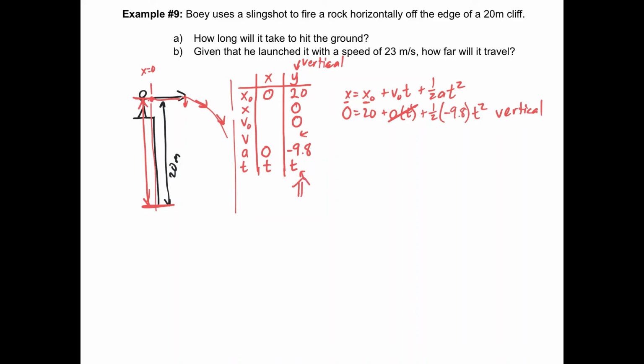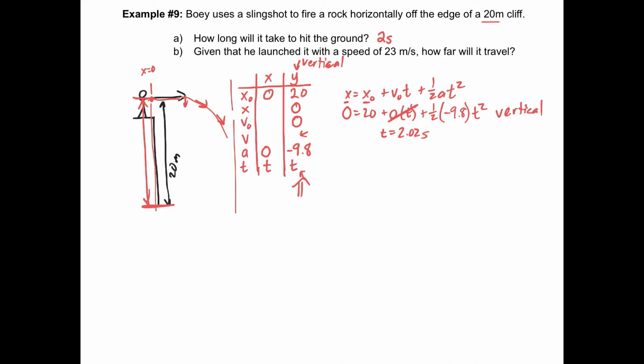All right. Now, from that, I should be able to solve for t. I'll give you a chance. Go ahead and pause the video, and then you solve for t. We got time is 2.02 seconds. Now, I only had one significant figure up here. So when I write my answer, how long did it take to hit the ground? 2 seconds. Done. One significant figure. That's my final answer.